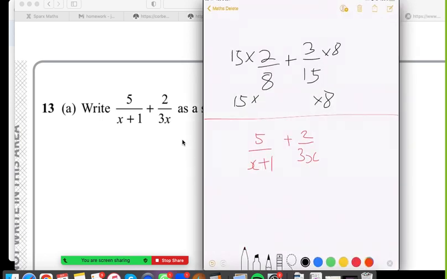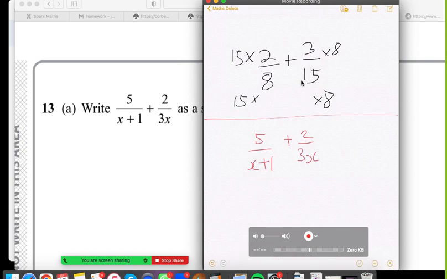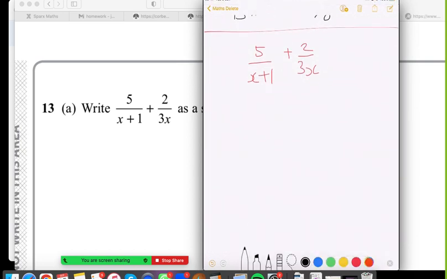This one, that. And then to find the LCM of these, let's multiply the left-hand side by 3x, and then multiply this denominator by x plus 1. Therefore, you've got to multiply the numerator by the same as well. Whatever you do to the bottom, to the denominator, you've got to do the same thing to the top as well. Okay, there we go.